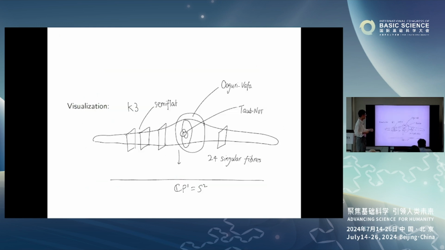So here is the picture that I have drawn there. You have these semi-flat regions. This is the most curved region described by the Ooguri-Vafa metric. And inside the Ooguri-Vafa, there's a smaller region modeled on the so-called Taub-NUT metric, which is a complete Calabi-Yau metric on C2. And this contains almost the entire L2 curvature.